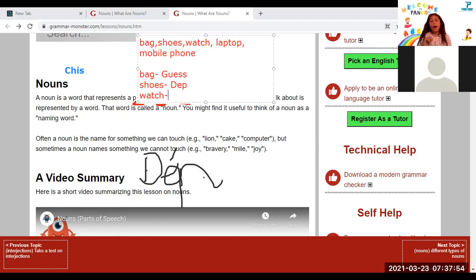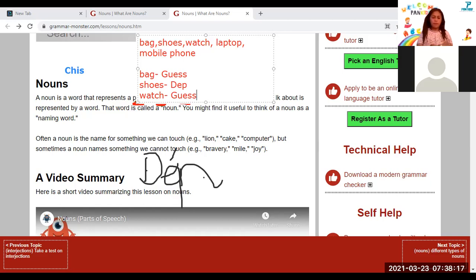Teacher Anne's watch name is Guess. Okay. The same as my watch. I have it here. Wait, I will get my watch. It's here. Okay, the name of my watch is Guess.